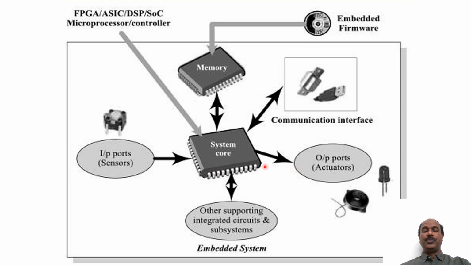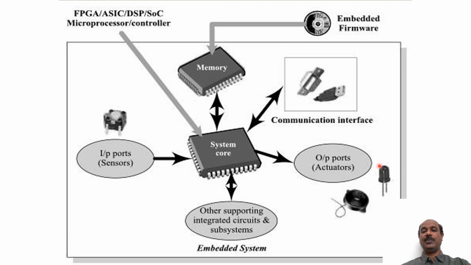Then on the other side we have output ports. When the embedded system receives the input from the input devices, it processes those input signals with the help of the program and generates the new output. That output is going to control one of the parameters of the external world, or some other external device will be controlled by the embedded system. The devices or parameters to be controlled are connected to the output ports. Those are called actuators.